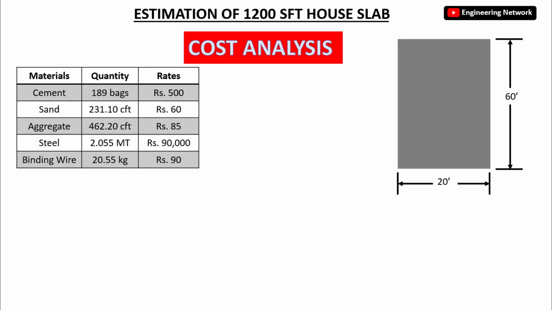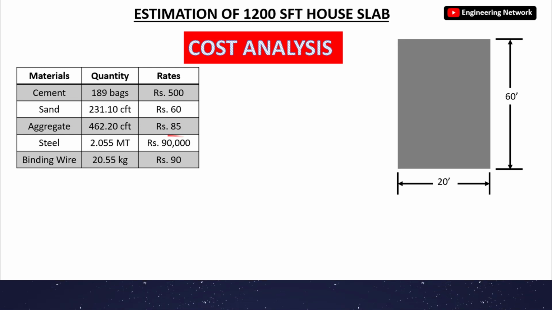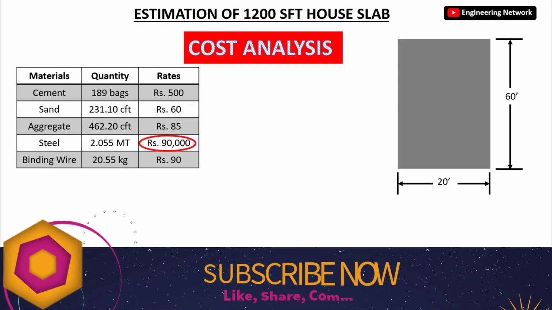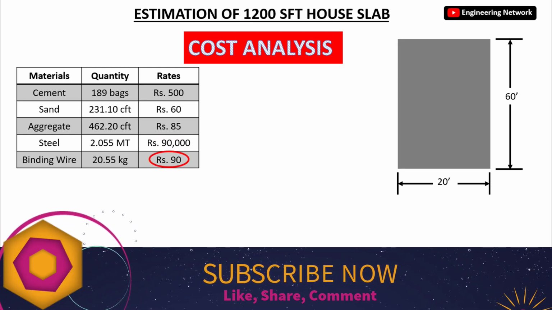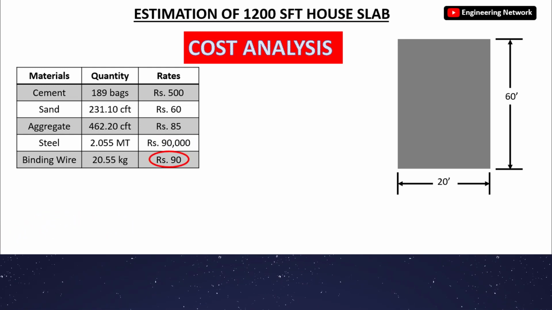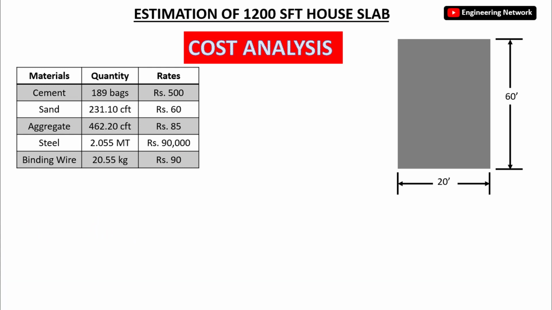For me, the rate of single cement bag is Rs 500. Rate of sand per cubic feet is Rs 60. Rate of aggregate per cubic feet is 85. Rate of steel per ton is 90,000, and rate of binding wire per kg is 90. Okay, so using these rates, let's start cost analysis for this 1200 square feet slab.